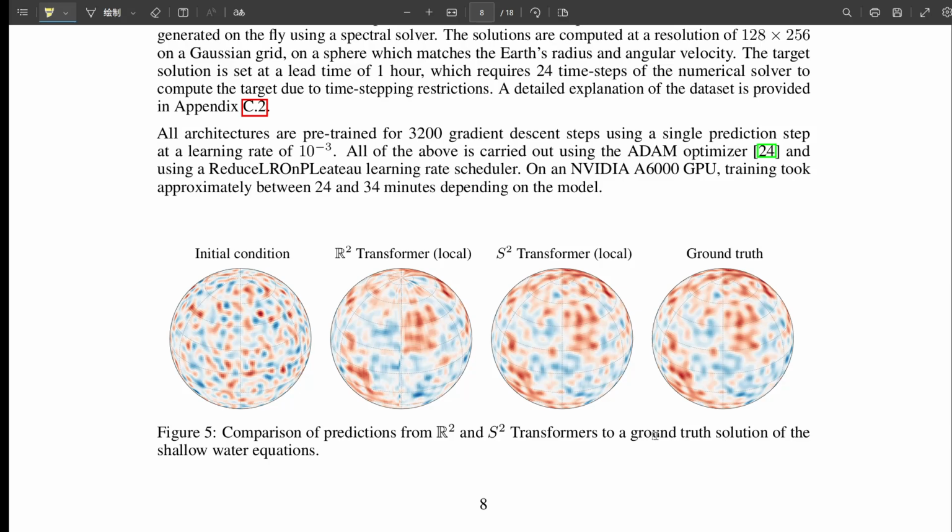And the results. Did the spherical versions actually do better? Yes, consistently. Across all three tasks, the spherical transformer variants significantly outperformed the standard planar versions that were just applied to flattened projections of the spherical data.